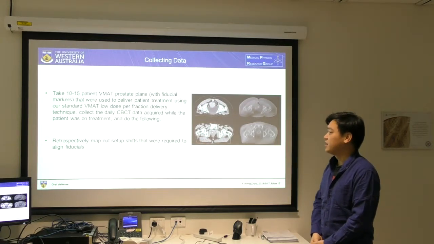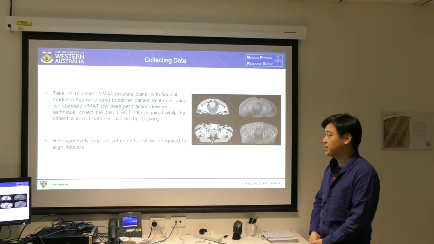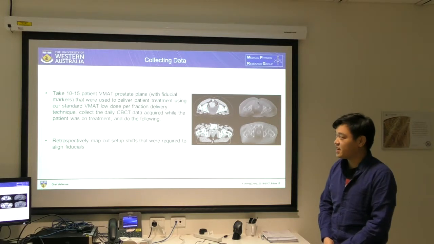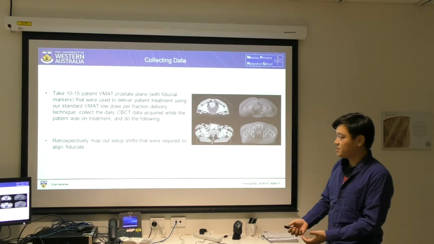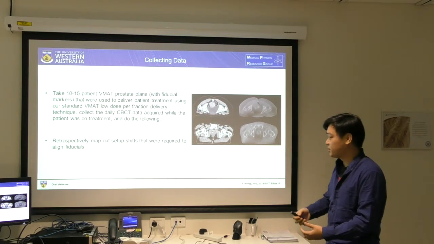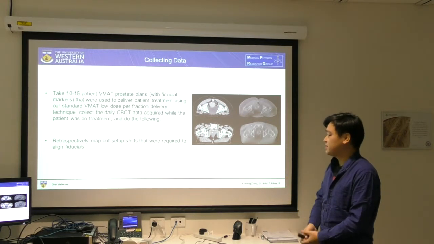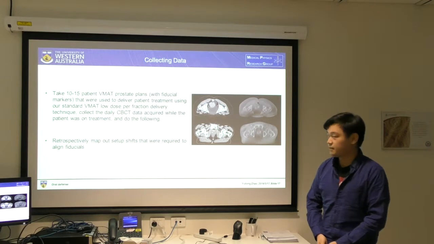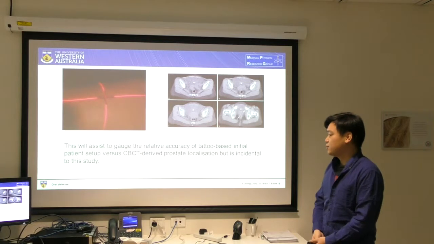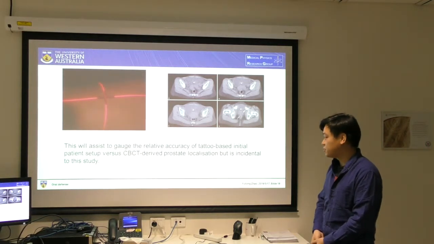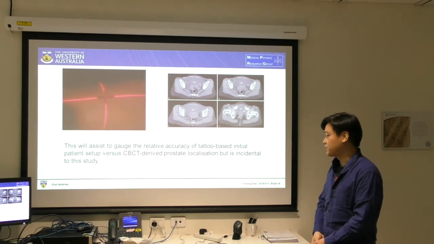Okay, once we have the help from the cone beam CT and the fiducial marks, we're going to collect the data. We're going to take 10 to 15 patients' VMAT prostate plans and collect all of this daily cone beam CT data required while the patient was on treatment, and map all the setup shapes that were required to align fiducials. So in here, this step will assist us to investigate the relative accuracy of TAR2-based initial patient setup versus cone beam CT-derived prostate localization.